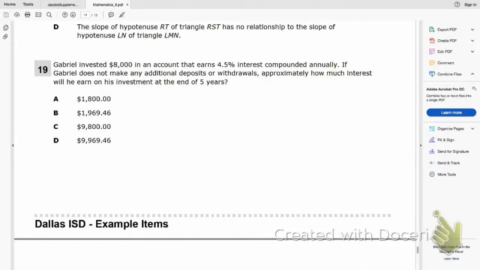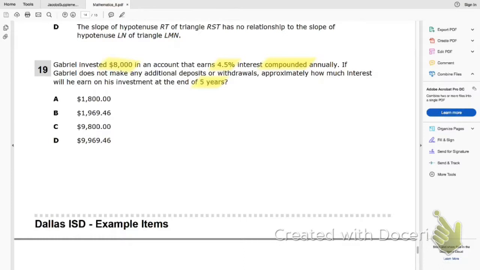Question 19, last question on the Practice ACP. This one's saying Gabriel invested $8,000 in an account that earns 4.5% interest compounded annually. Gabriel does not make any additional deposits or withdrawals. Approximately how much interest will you earn on the investment at the end of 5 years? So 4.5% interest, $8,000. Principal, interest rate, 5 years. We want to know what's happening. Is it simple or compound? It is compound. It says it in the actual problem, so you have to make sure to identify that.